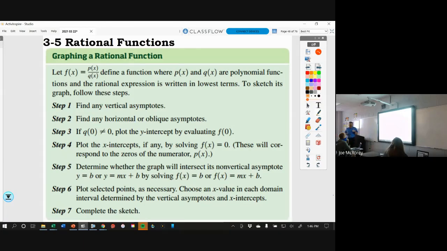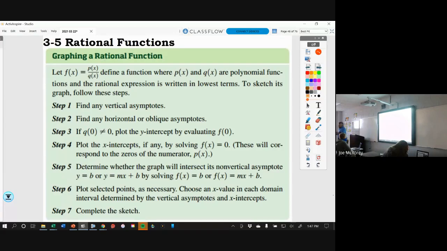Step 5, we want to determine, will the graph intersect the non-vertical asymptote? To do that, you take the function and you set it equal to the horizontal asymptote or oblique asymptote. Step number 6, plot any points. We will choose an x value in each domain interval determined by the vertical asymptotes and the x-intercept. What step 6 means is when we plot the vertical asymptotes and the x-intercepts, we're going to be breaking that domain into pieces. You want to plot points in each of those pieces to figure out what the graph is doing in those sections of the graph. And then step 7 is you draw your curve.